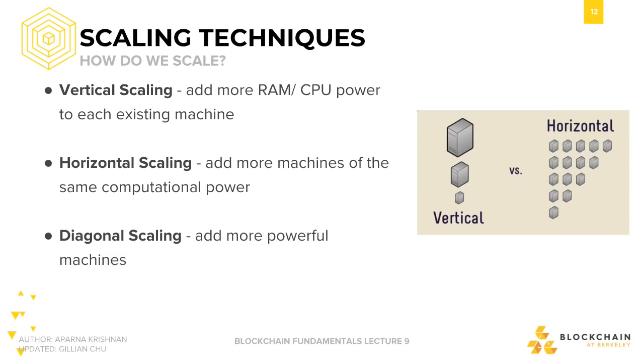Okay. Any questions about the different kinds of scaling there are? You can think of vertical as amping up each of the things you already have, horizontal is just adding more, and diagonal is doing sort of both.